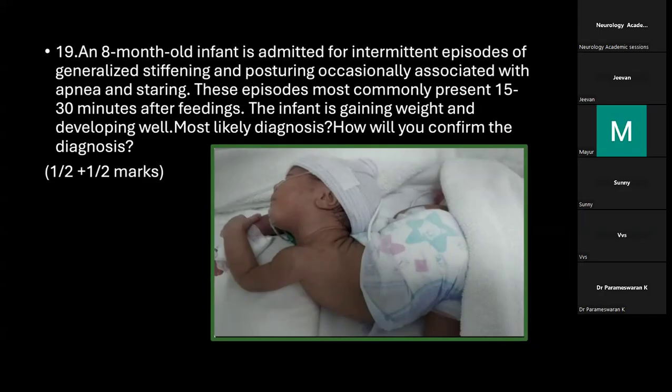Eight-month-old child. Yes, ma'am. Around this thing.